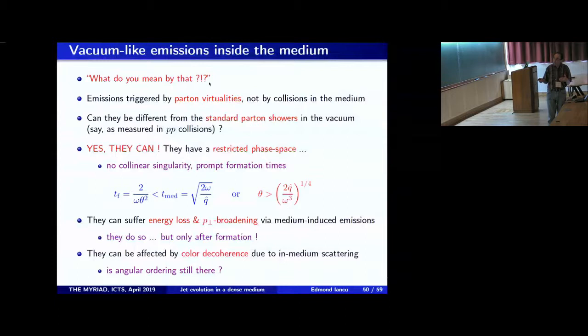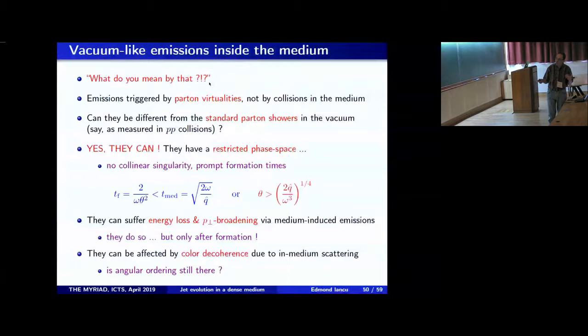First of all, the vacuum-like emissions occurring inside the medium have a restricted phase space. I remind you that in order to be vacuum-like, they have to be prompt enough. They have to have a formation time much smaller than this upper limit introduced for the medium, for the given energy. Our requirement is that they have emission angles, theta, which are large enough.